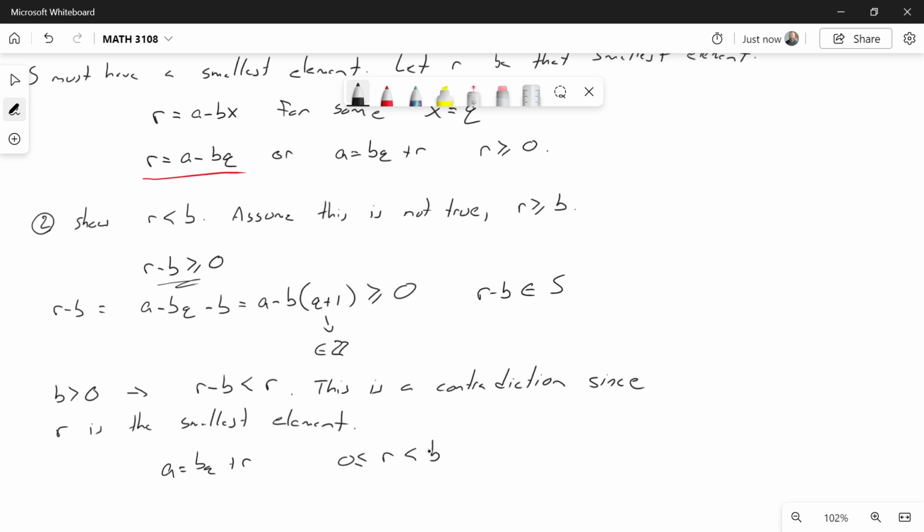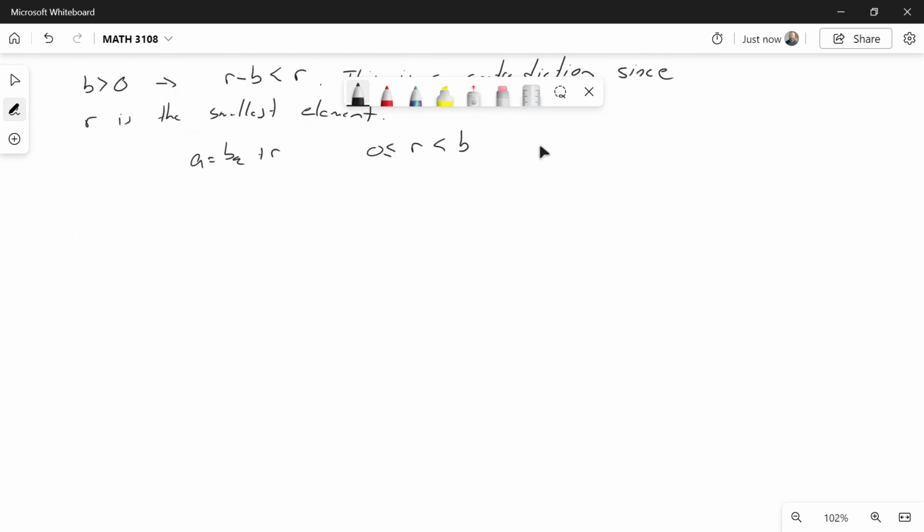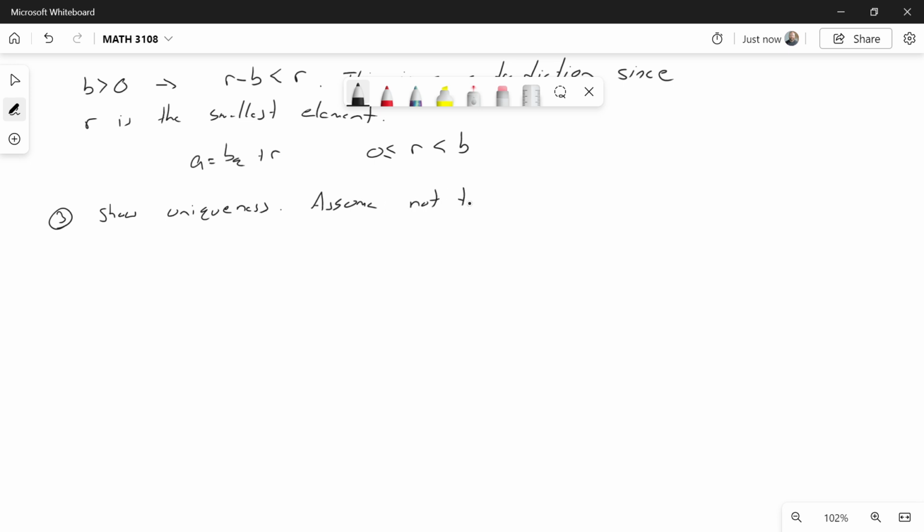So the last thing that we have to show here is that these two integers are in fact unique. And that one's actually not too bad to prove. Again, we're going to do it in exactly the same way. We're going to assume that it's not true. So step 3, show uniqueness. And we do that by assuming it's not true. So assuming it's not unique.